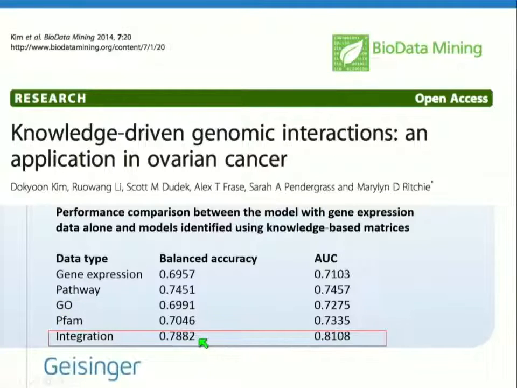And in both balanced accuracy and area under the curve, the integrative strategy performed much better than any of the individual strategies. The closest was definitely the KEGG pathways, but the integrated strategy looked to work much better. So I would say this is a transformation-based integration. We transformed the data to something else and then did the modeling.